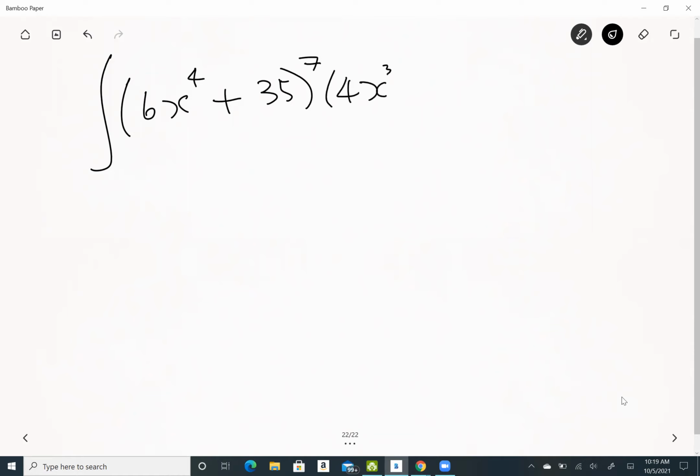Now I give you another example. Let's say I have the following: (6x to the power of 4 plus 35), I want to integrate that, to the power of 7, multiplied by x cubed dx. Okay, now find the integral.